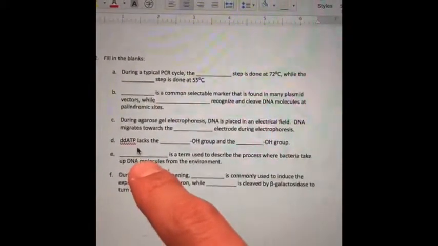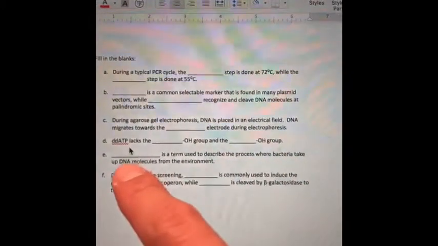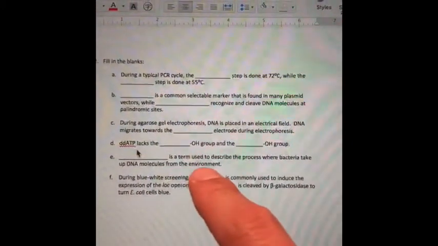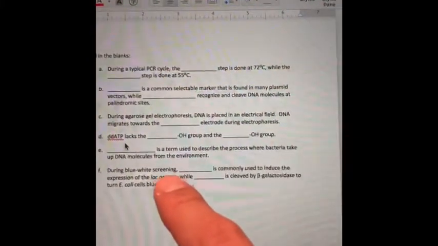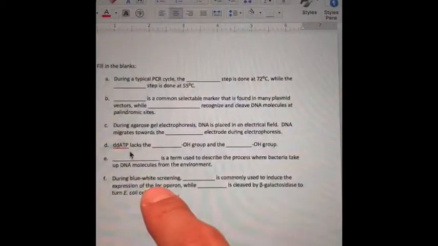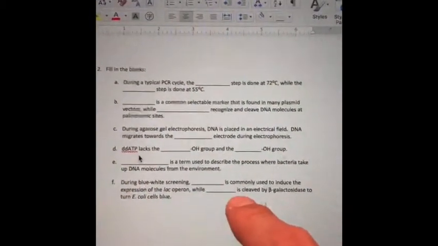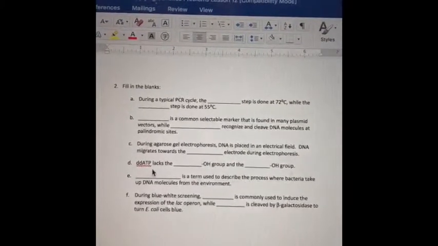E, transformation is a term used to describe the process where bacteria take up DNA molecules from the environment. F, the answers right here: digested chromosome DNA is commonly used to induce the expression of the lac operon, while X-gal is cleaved. So here are the answers for questions 1 and 2.